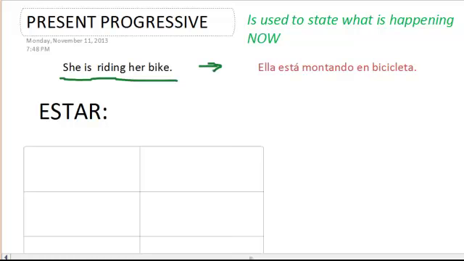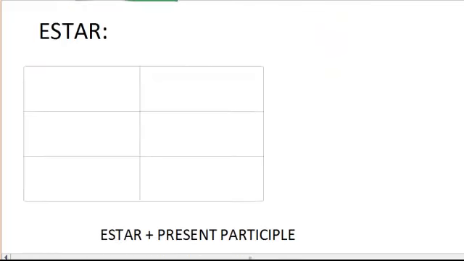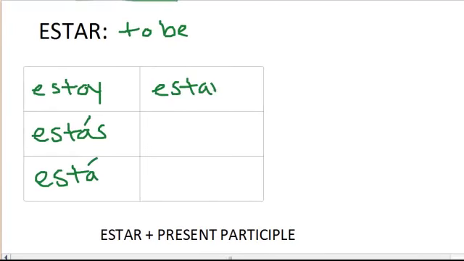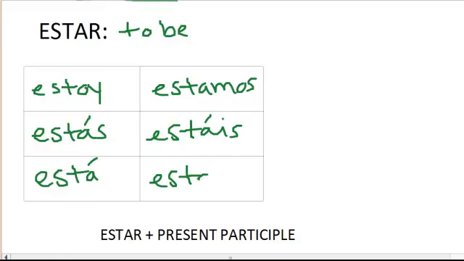So let's start with the formation of the present progressive. The first thing that we need is the correct conjugation of the verb estar. The verb estar means to be. And the form is yo estoy, tú estás, él, ella y usted está, nosotros estamos, vosotros estáis, ellos, ellas y ustedes están.